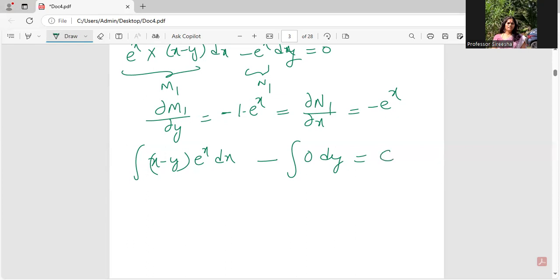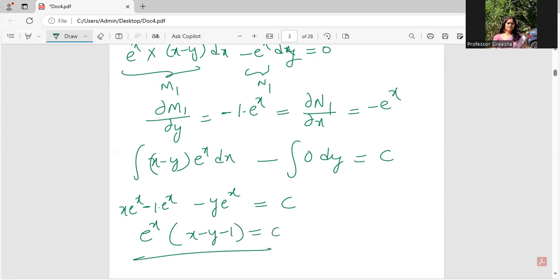Now integrate x into e to the power x. Of course, see here, minus y into e to the power x, the integration is itself only. Now x into e to the power x: x times e to the power x as it is, minus the derivative of x which is 1, times the integral of e to the power x which is e to the power x only. This is equal to c. I can take out e to the power x common in all the terms: e to the power x times (x minus y minus 1) is equal to c. I can write it like this or rearrange it in a more beautiful way.